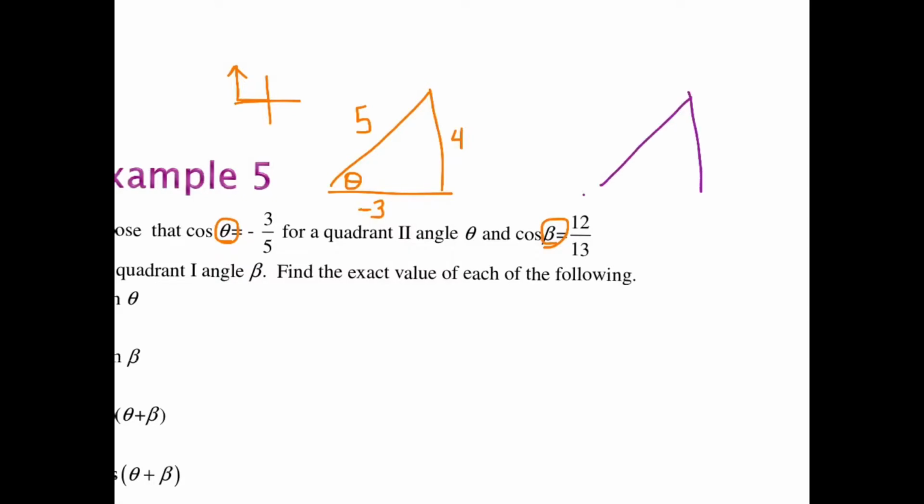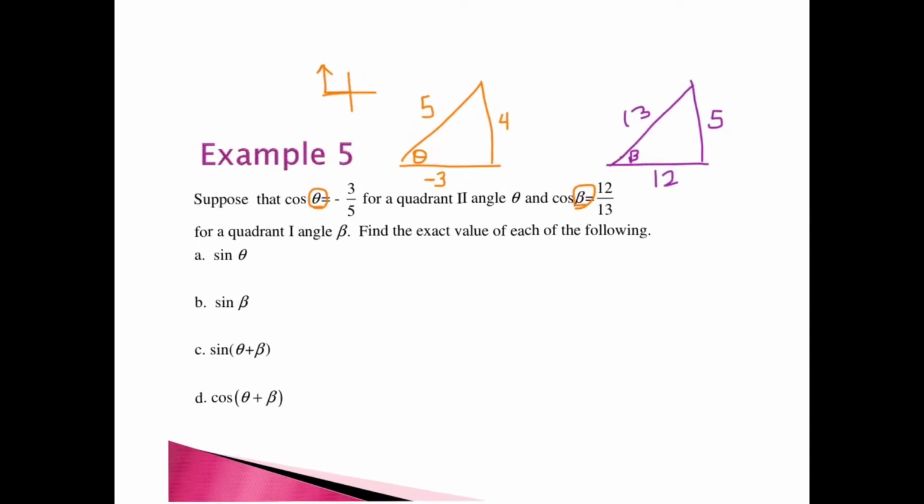Then I go to beta, draw another triangle, put beta in the corner. Cosine again, adjacent over hypotenuse, so the 12 is there and the 13 is the hypotenuse. And it's a missing side of 5. This time we're in the first quadrant, which means they all stay positive. So the first thing I'm looking for is the sine of theta. So I reference the theta triangle. Sine is the opposite side over the hypotenuse, which would be 4/5.